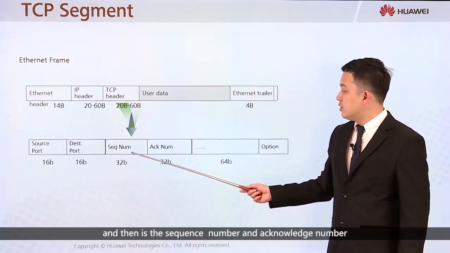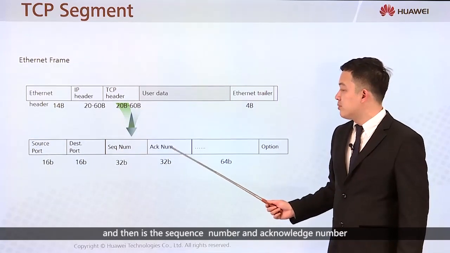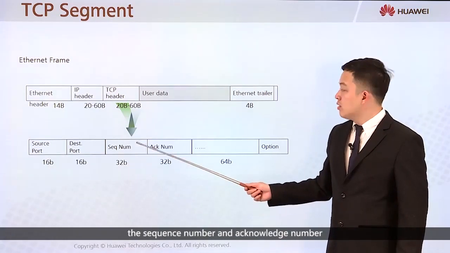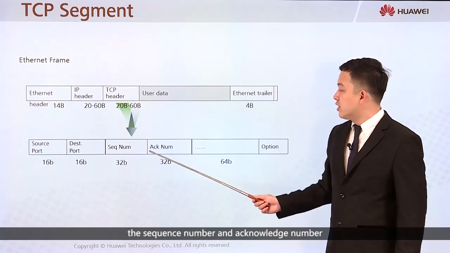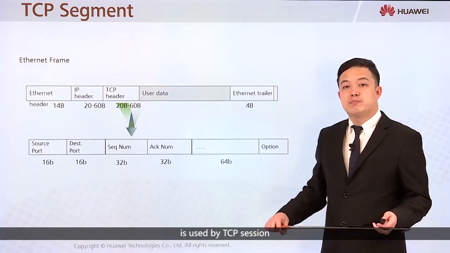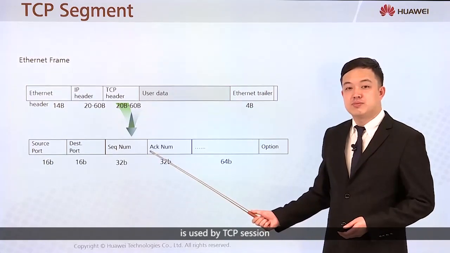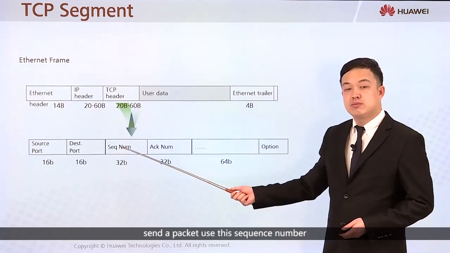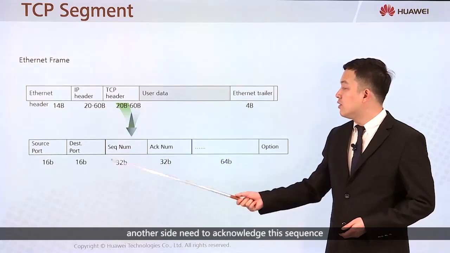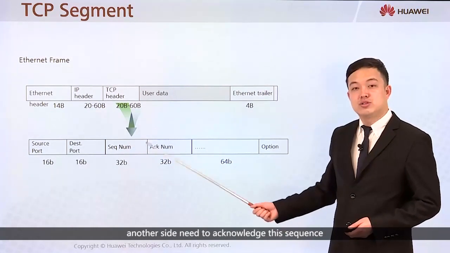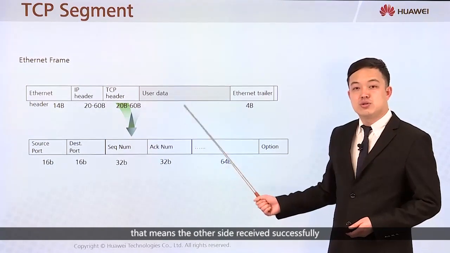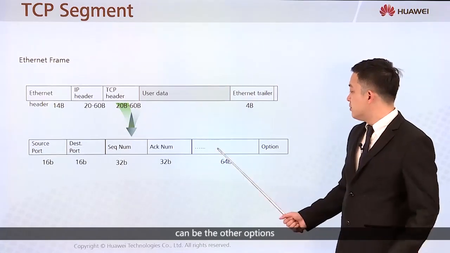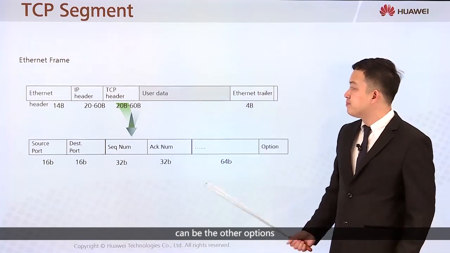And then it's the sequence number and acknowledge number. They are the same length, 32 bits. The sequence number and acknowledge number are used by the TCP session. If one side sends a segment with this sequence number, the other side needs to acknowledge this sequence. That means the other side received it successfully. Okay, and then the left part can be other options.